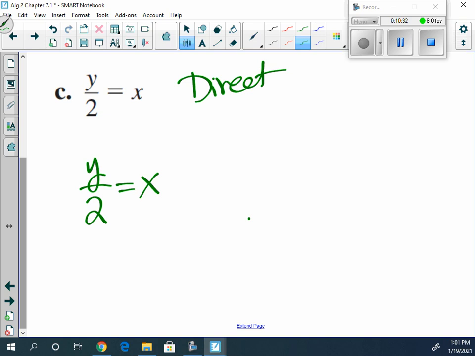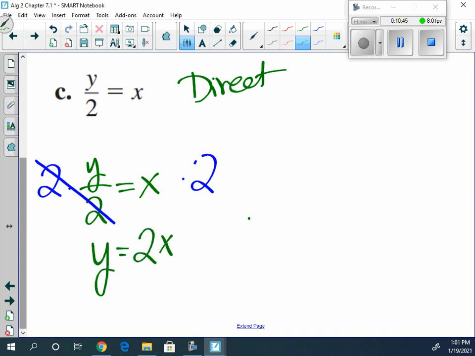So what I could do as well is multiply both sides by 2, because 2 and 2 would cancel, leaving me with y is equal to what? 2x, yes? Well, I can look at it a different way. Is 1/2 times y the same as y divided by 2? Yes, I just moved the y to the side. 1/2 y and y divided by 2 are the same thing.